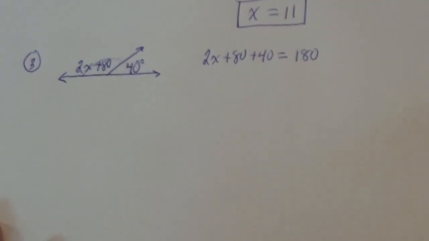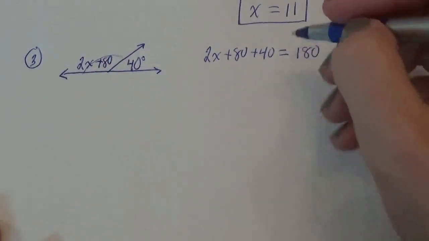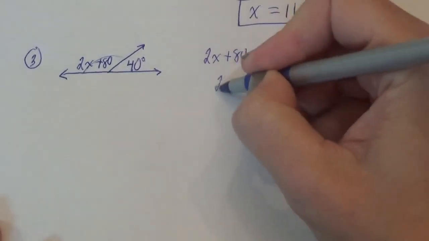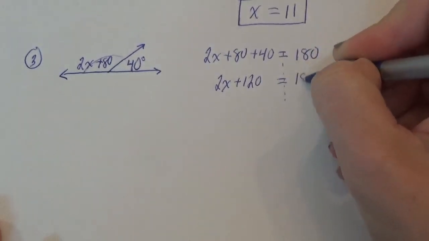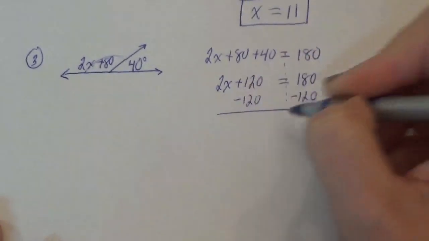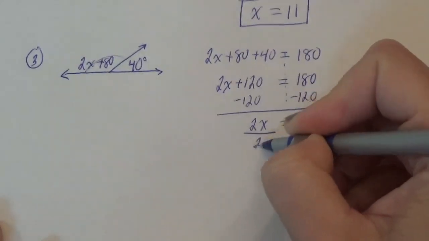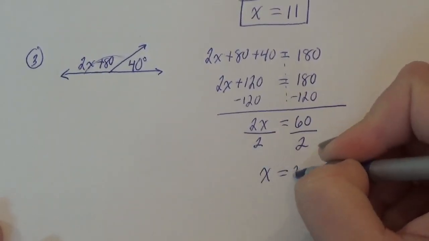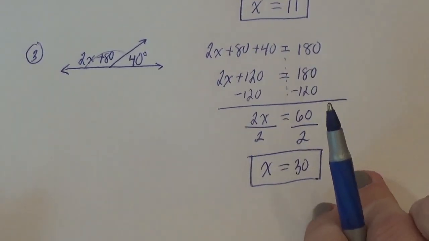All right, so if you get a picture with a straight line, you know those two angles add up to 180. And you just solve it the same. So you got 2x, 80 and 40 is 120. And we're going to subtract the 120. Gets us down to 60. And divide by 2, x is 30, and we are done. All right, so that's supplementary. Let's do one more like that, and that will be all you needed.